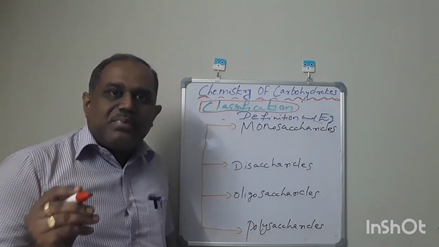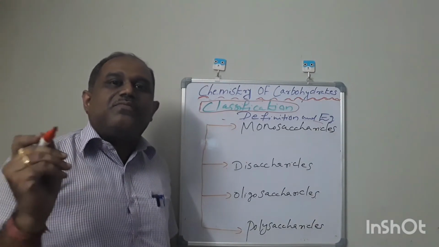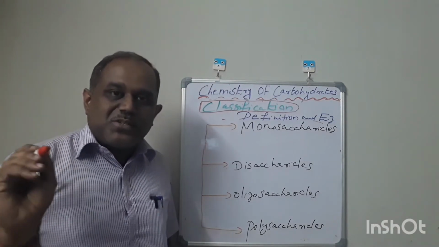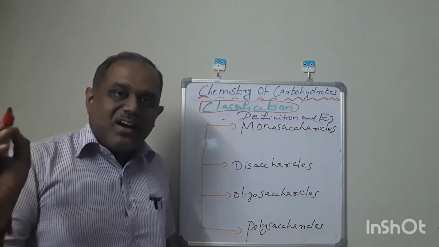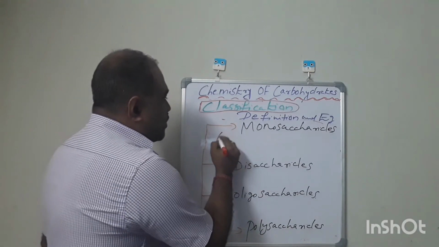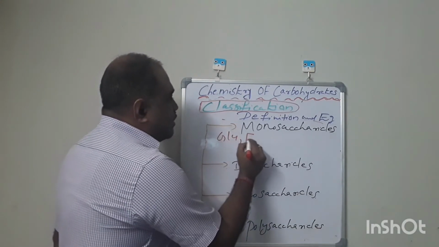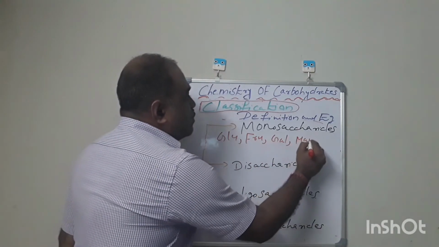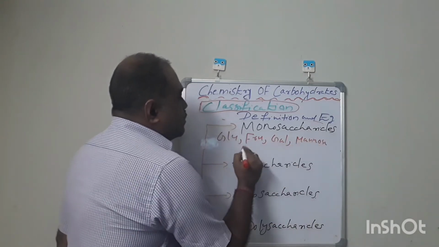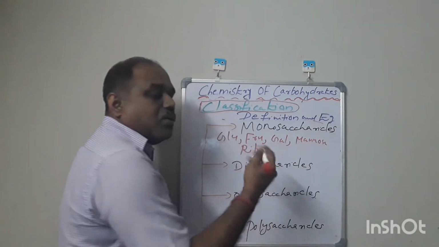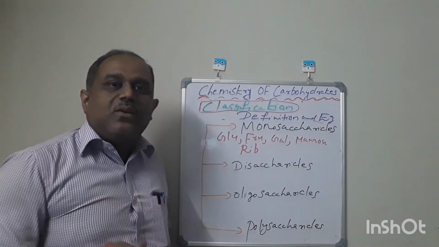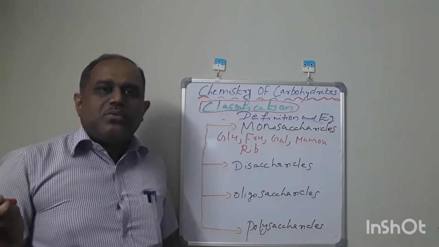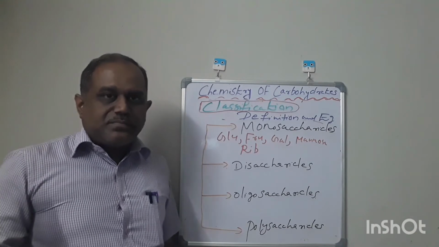How will you define monosaccharides? Monosaccharides are the simplest sugar units which cannot be further hydrolyzed. What are the examples for monosaccharides? Glucose, fructose, galactose, mannose, ribose, ribulose, xylose. So many examples. At least you should be able to write 3 to 4 examples.